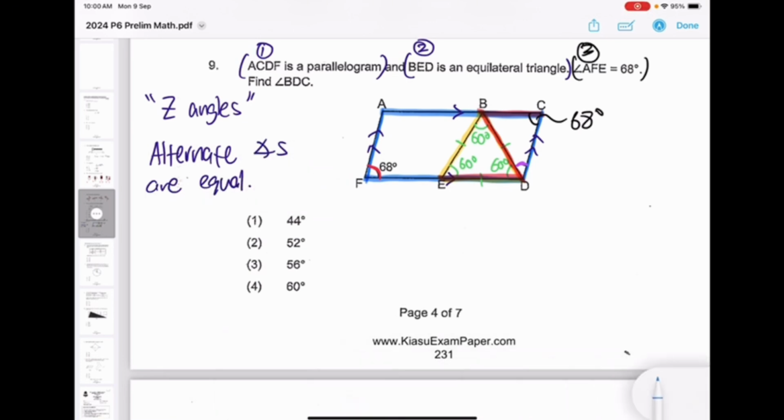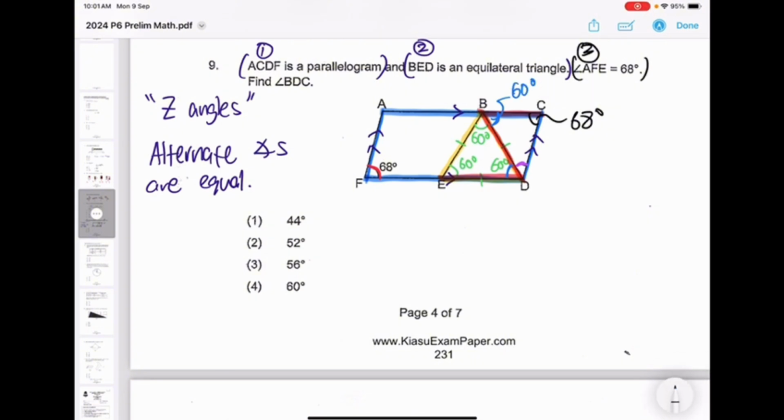What do I mean by that? What I'm saying is that this angle over here, angle BDE, is the same as angle CBD over here. And therefore, this is 60 degrees as well.